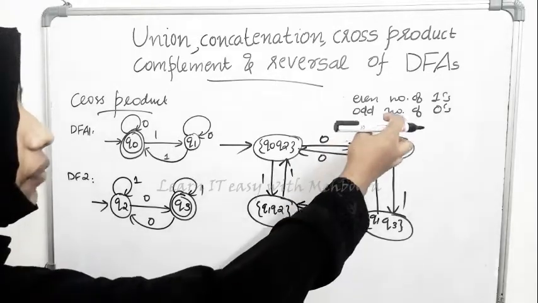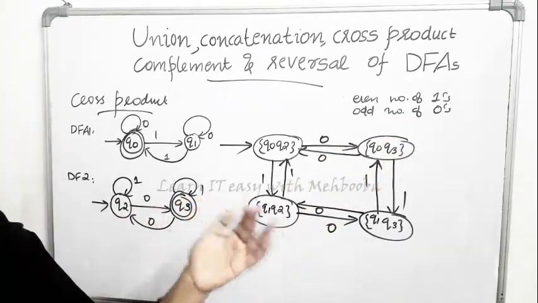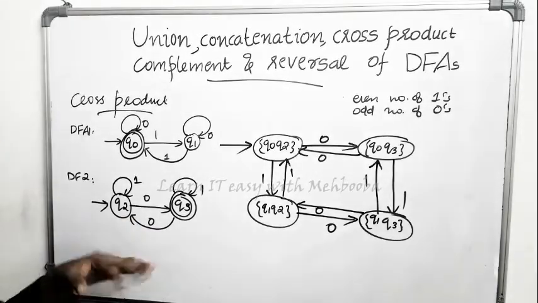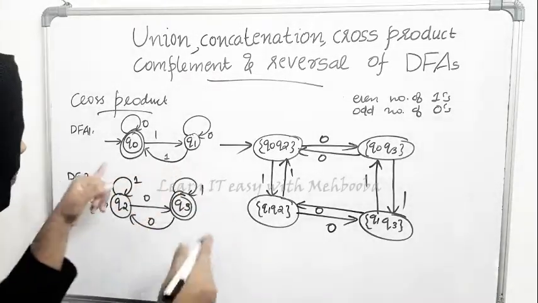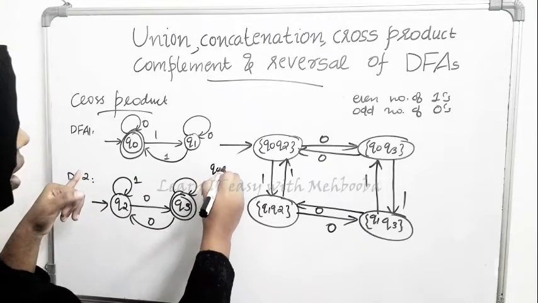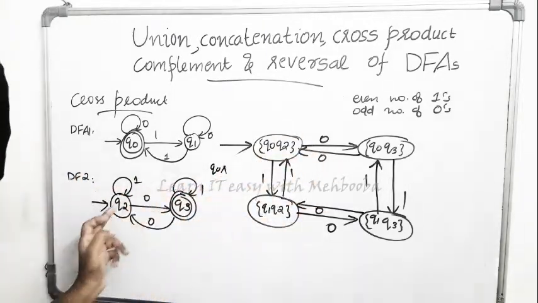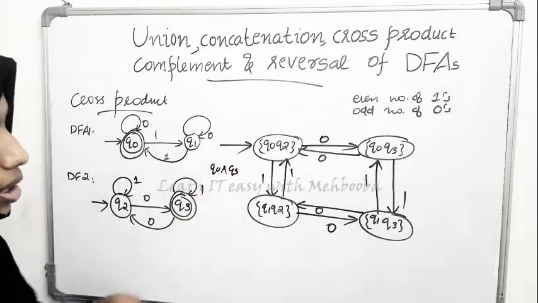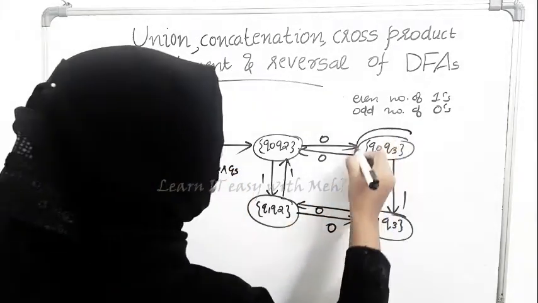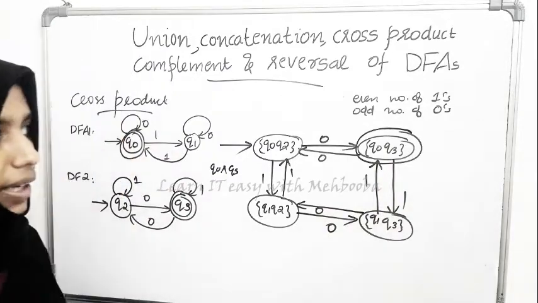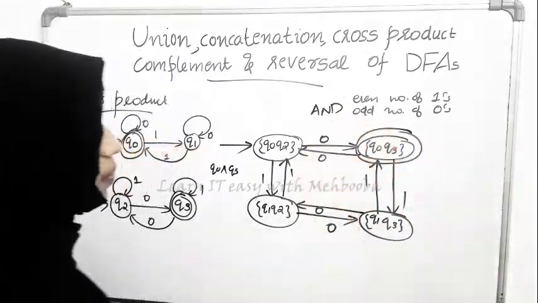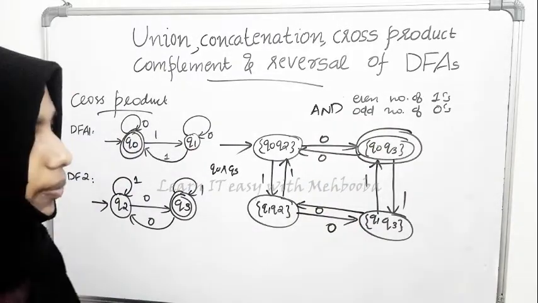The question is a DFA accepting an even number of ones and an odd number of zeros. For an even number of ones, the final state is Q0. For an odd number of zeros, the final state is Q3. So the set containing Q0, Q3 is the final state. So this is the final state of the combined DFA for this particular question.